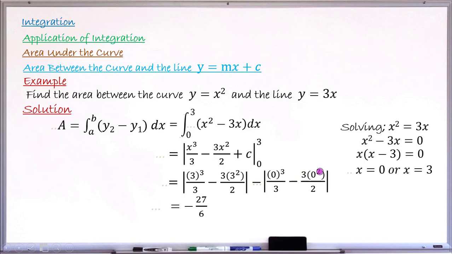0 squared is also 0. So in the end, this part will be 0, so we are now subtracting 0. So this is now the result of this very first part, which is negative 27 over 6.